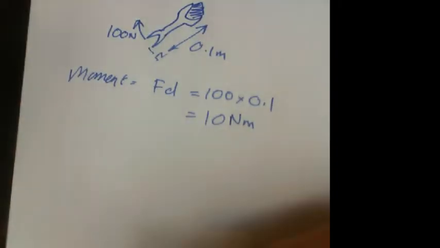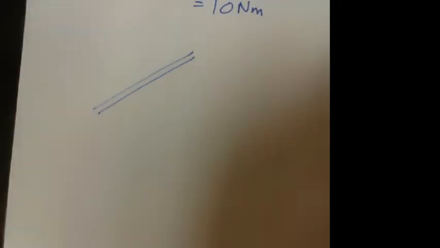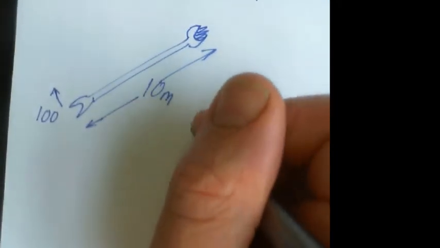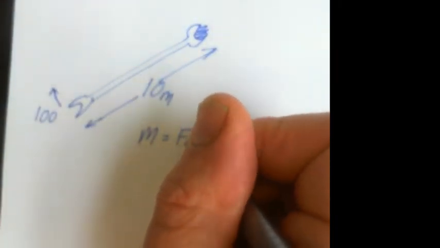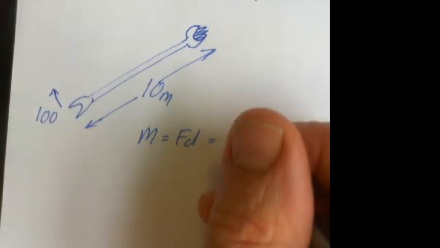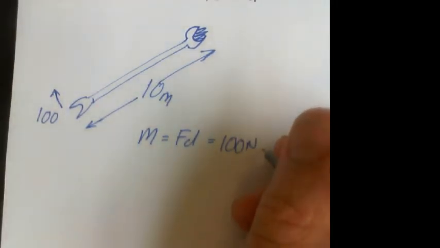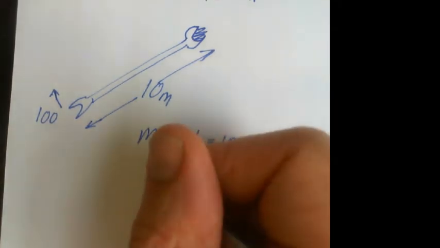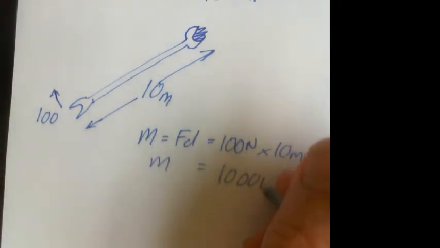Now that might not be enough to loosen this bolt. If that bolt was really stuck really hard, I would need a longer handle. So now I've got my long handle spanner, and this distance here, that is 10 meters, really long handle spanner. And I still apply the same 100 newtons that I did before. So my moment is still force times distance. But this time it is 100 newtons times 10 meters. So that means that my moment is now 1000 Newton meters.